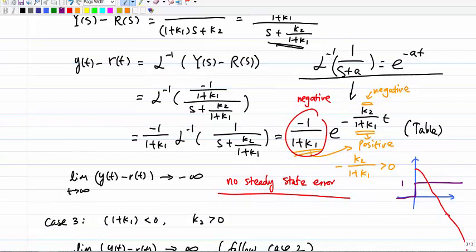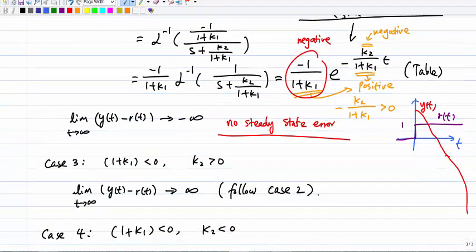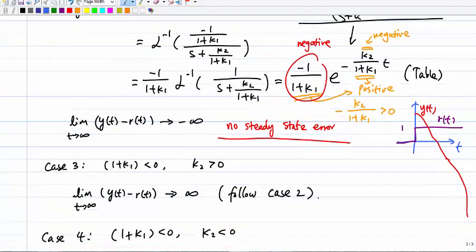So let's try to find here this purple line, which is r sub t, and the red line here is y sub t, sort of. Okay, and of course this is my time t over here. So this is case 2. So case 3 is the opposite: 1 plus k1 is negative and k2 is positive.